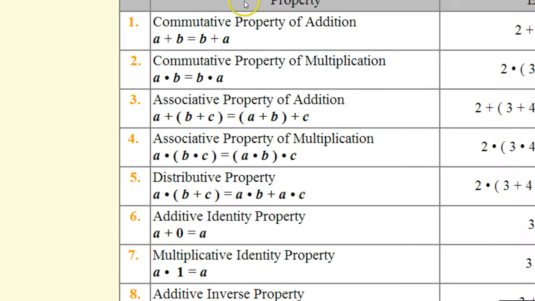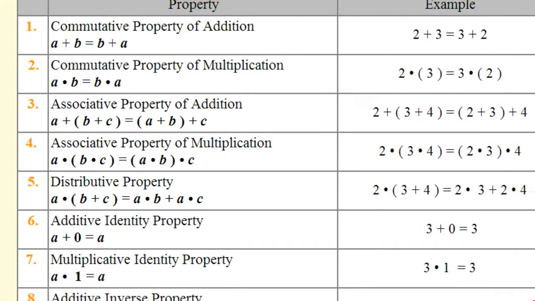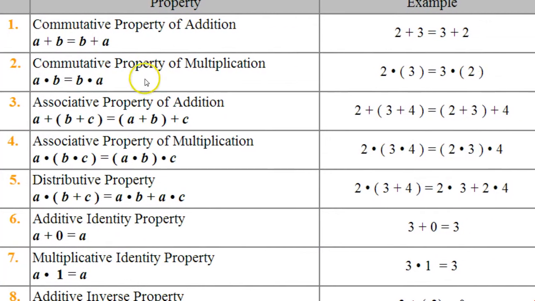There we go. Here are the properties and their examples. The first one is the commutative property of addition. It's A plus B equals B plus A. In other words, 2 plus 3 is the same as 3 plus 2, and any number you pick. A stands for any number, B stands for any number. There's only one situation where you can't pick a number, and I'll show you that a little bit later.